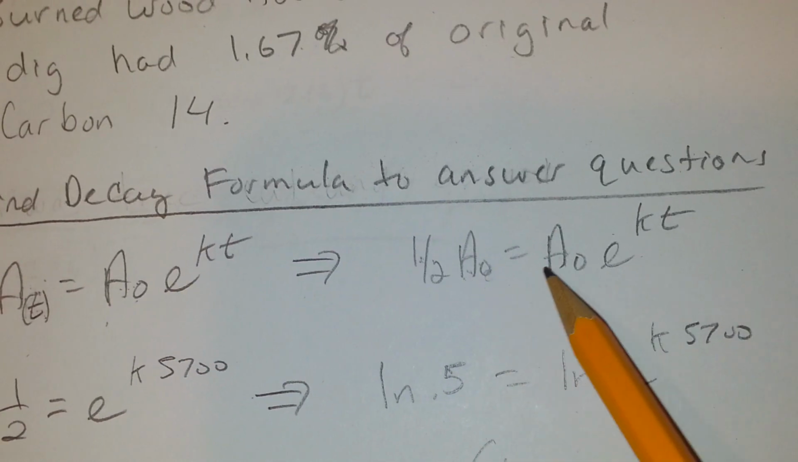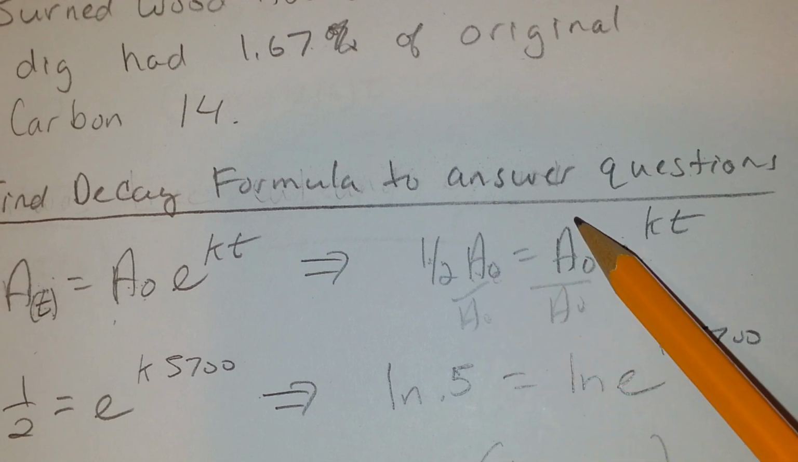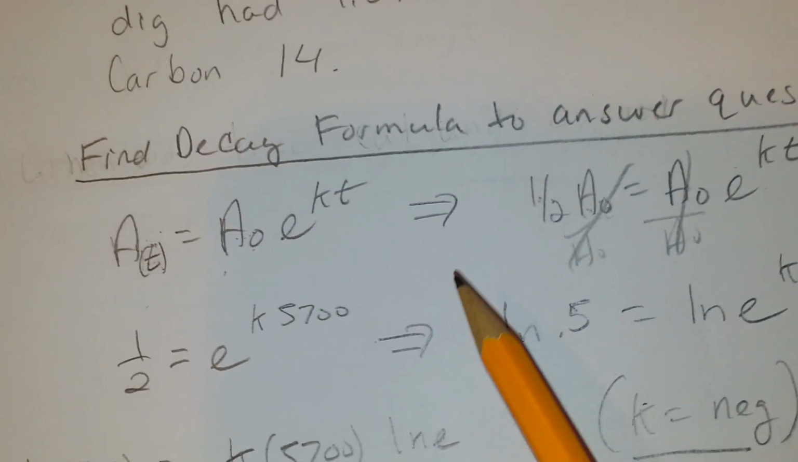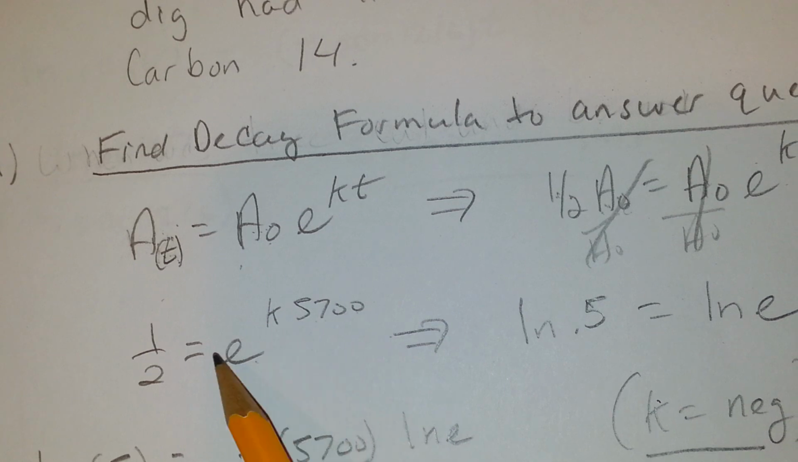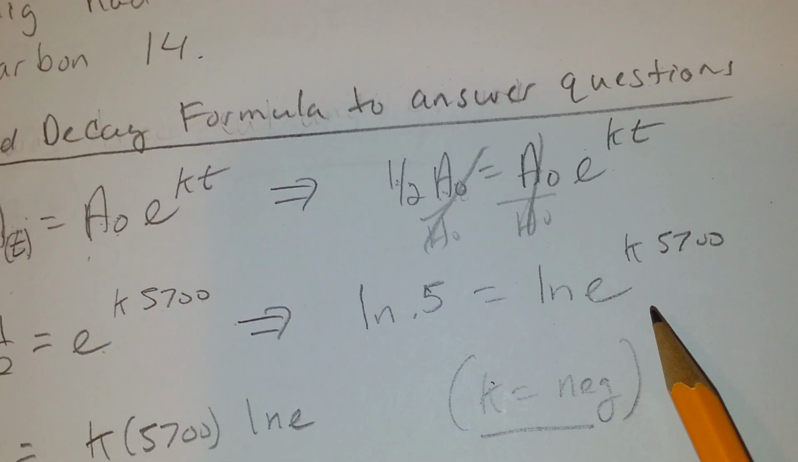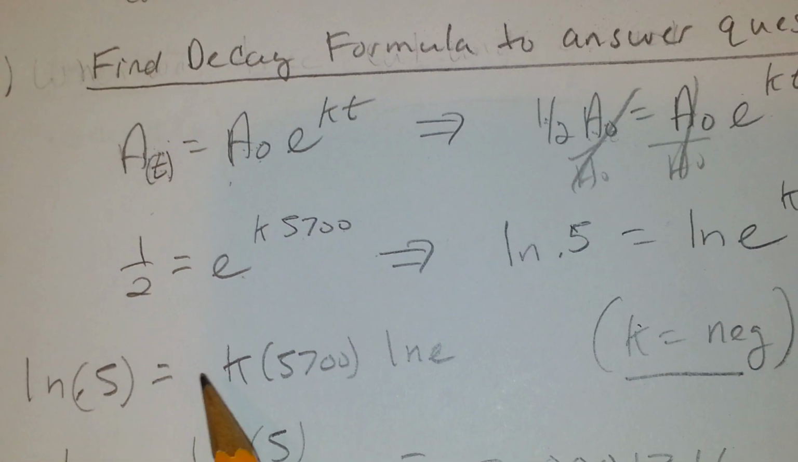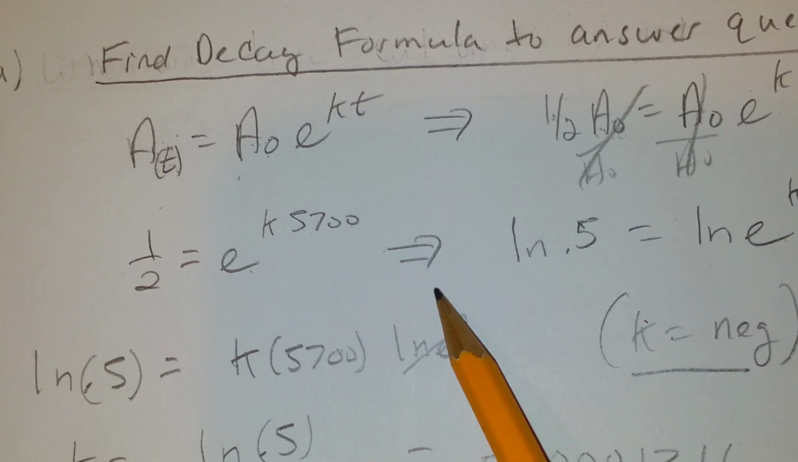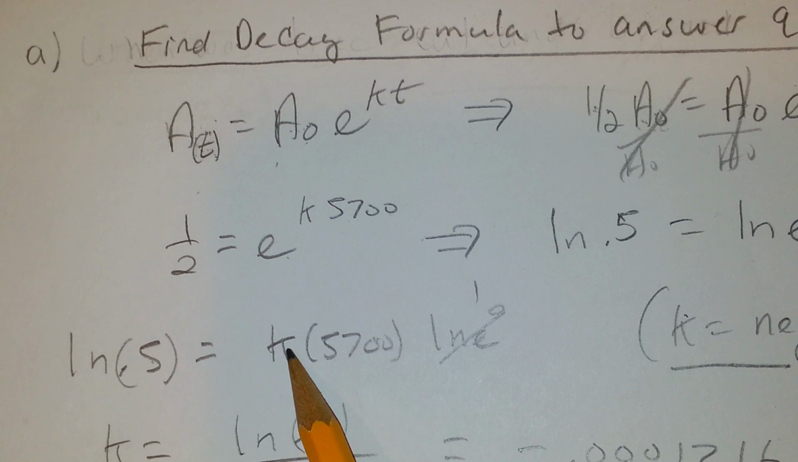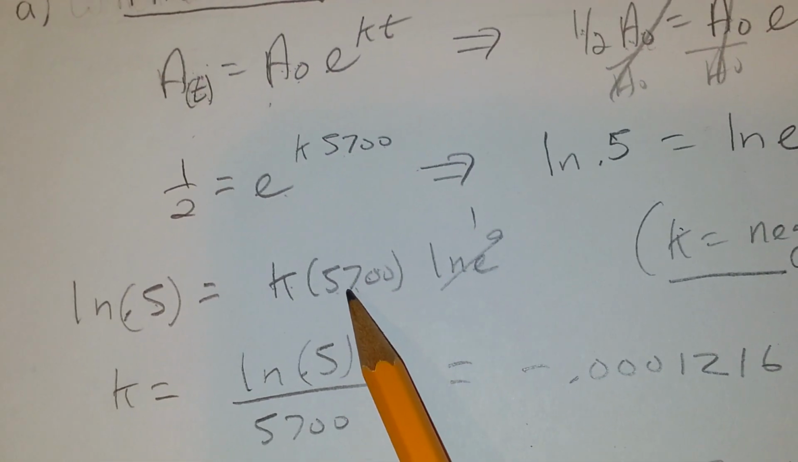Well, guess what happens? We divide both sides by A sub 0, and these cancel out, right? We're just left with 1/2 equals e to the k times 5700. We'll take the log of both sides, okay? I didn't skip the step here. We'll bring that down by taking the log of both sides. This comes down, okay? Remember, the log of e is 1. So the log of 0.5 equals k times 5700. We divide both sides by 5700.